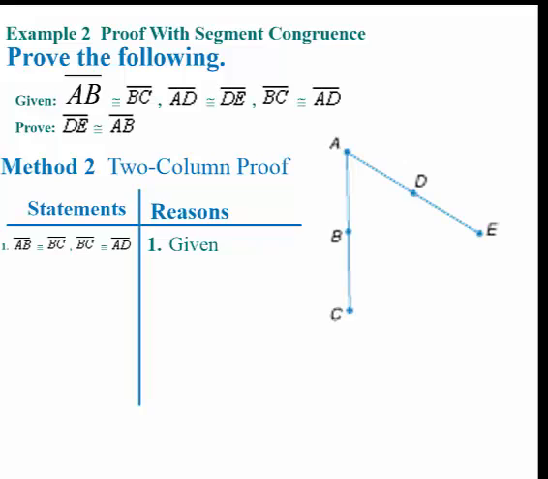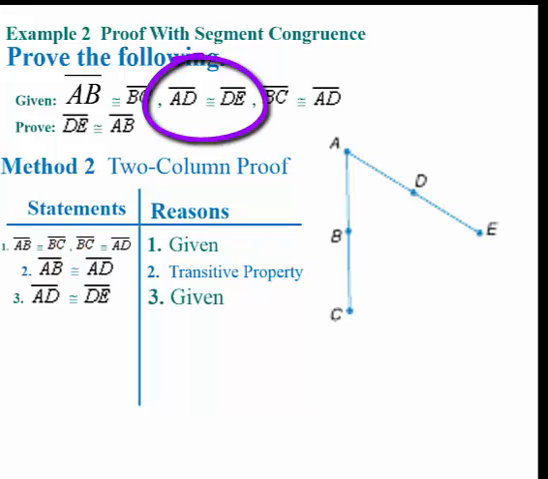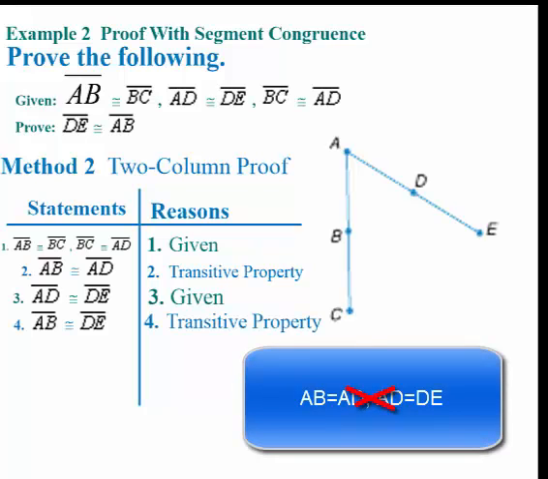Now, since I'm looking at it this way, I can easily tell the next thing I want to do is use the transitive property. I want to cut out that middleman BC and just say that line segment AB is congruent to line segment AD. Now I'm going to use the second piece of given information that they gave me. Line segment AD is congruent to line segment DE. And again, I could use the transitive property. I could cut out that middleman AD and say that line segment AB is congruent to line segment DE.